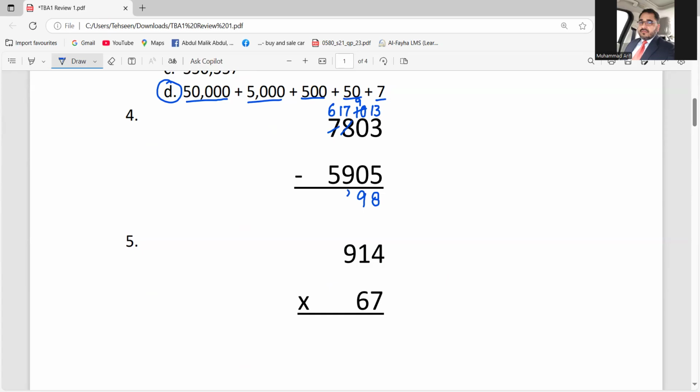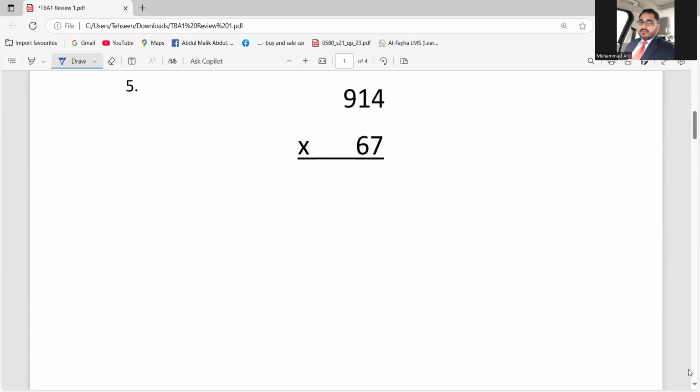17 minus 9 is 8. And the last one is 6 minus 5. 6 minus 5 will be 1. Your answer is 1,898.